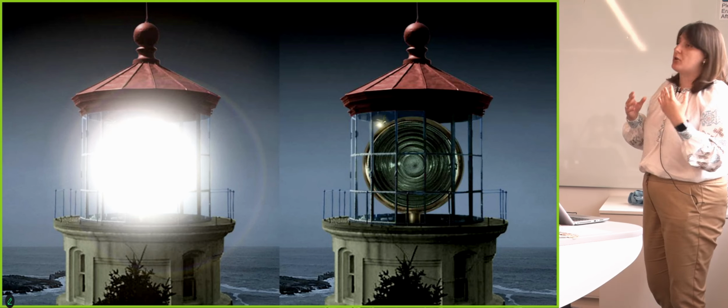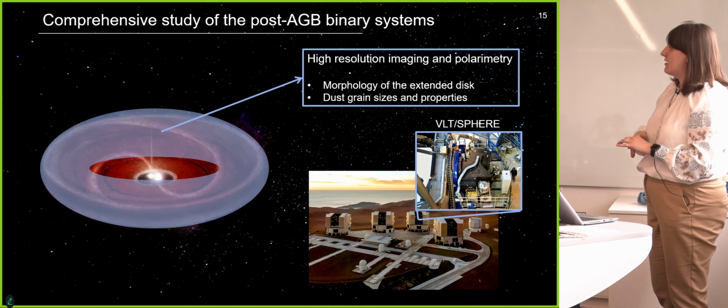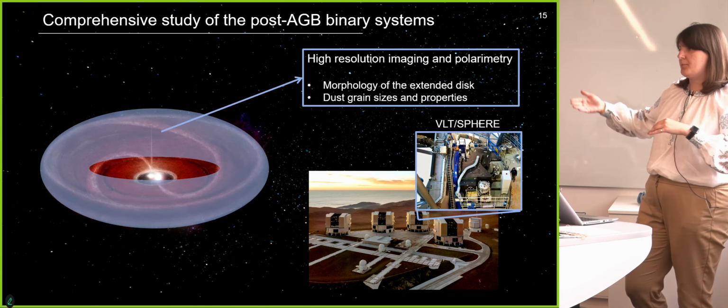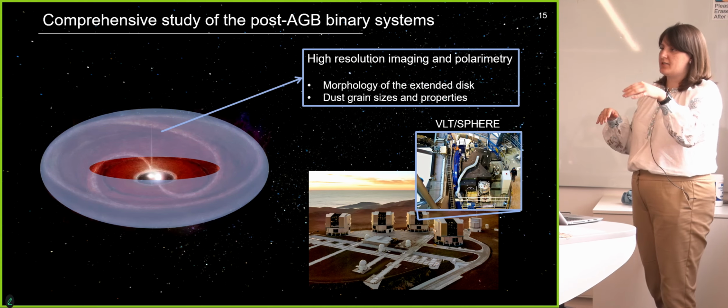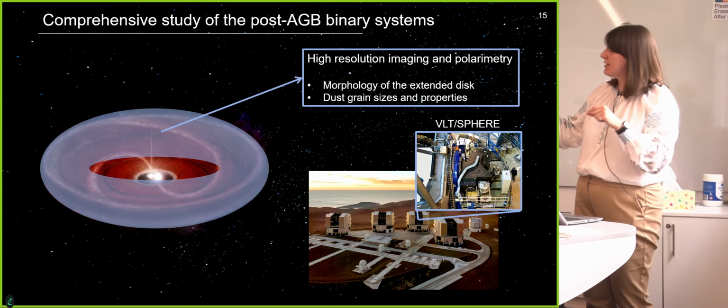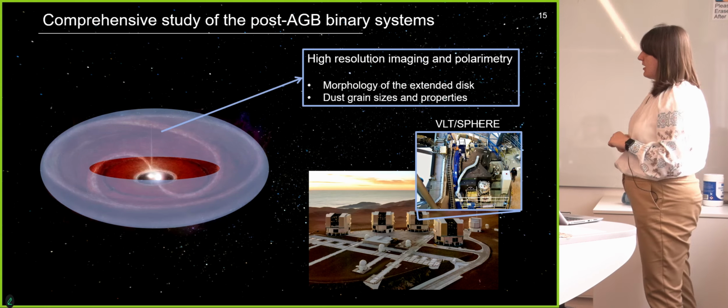Stellar light is mostly unpolarized, while light after scattering on the disk surface becomes polarized. So using polarimetry, we can differentiate between direct stellar light and light from the disk, and in this way suppress the light from the star.